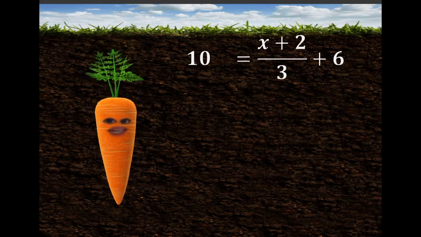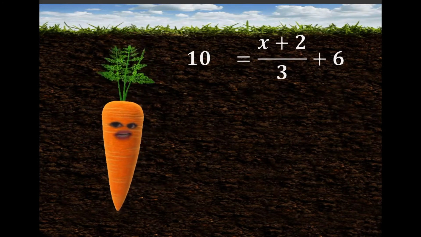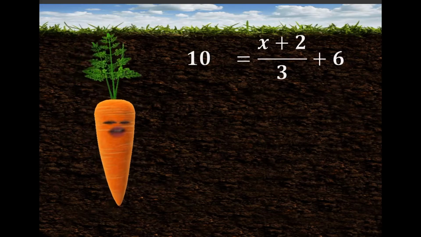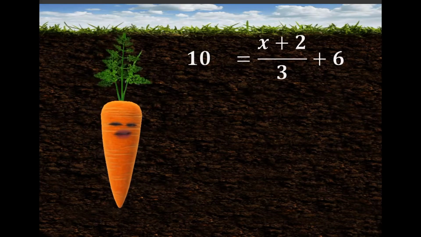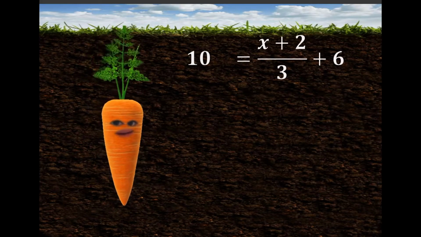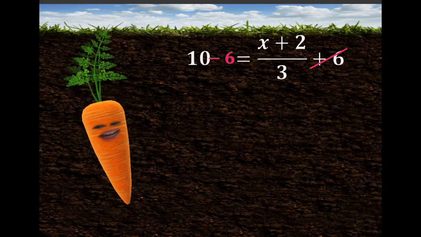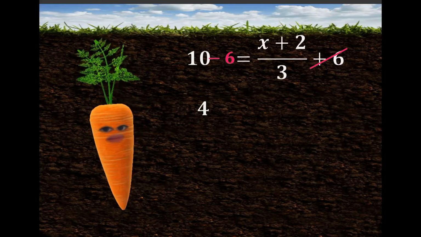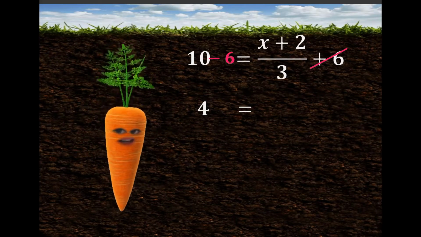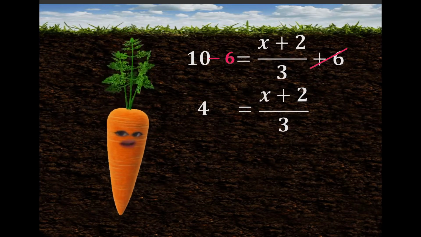Here we have 10 equals (x plus 2) divided by 3 plus 6. So again, we get rid of the last thing, or the furthest thing away from x, which is the plus 6. So now we have minus 6 on the other side. We have 10 minus 6 is 4. We write down everything else left over on the right side, x plus 2 over 3.